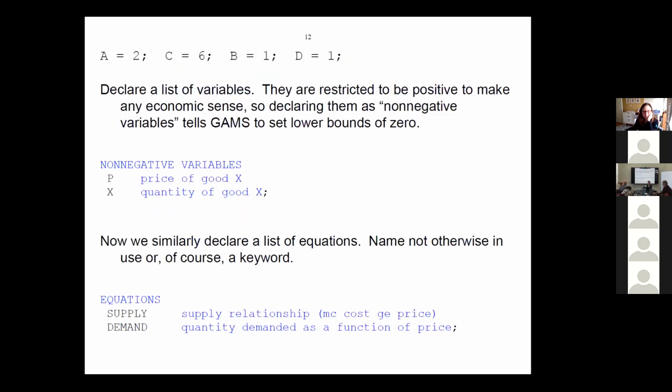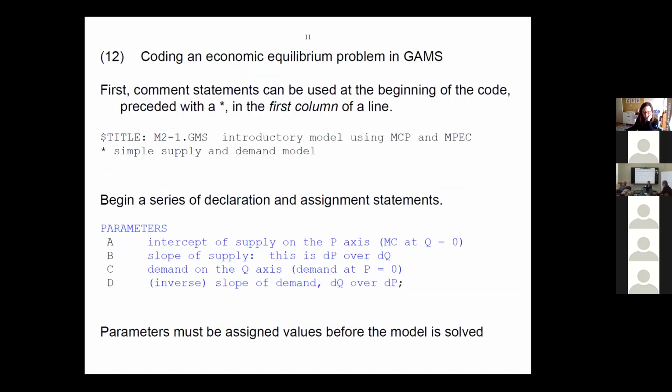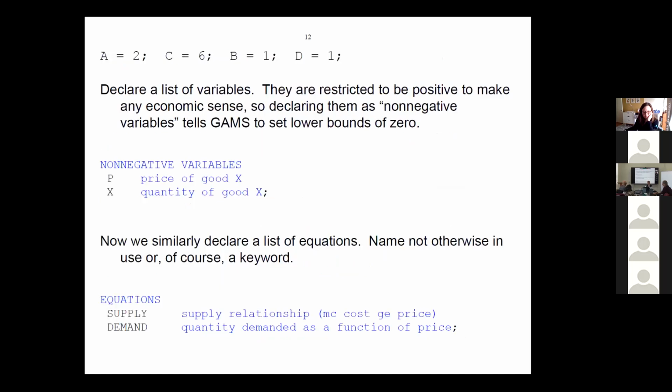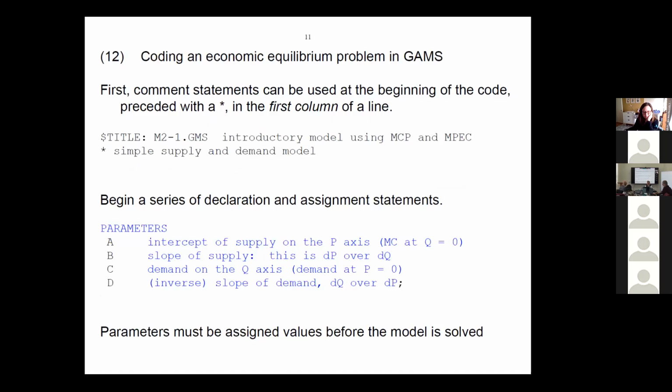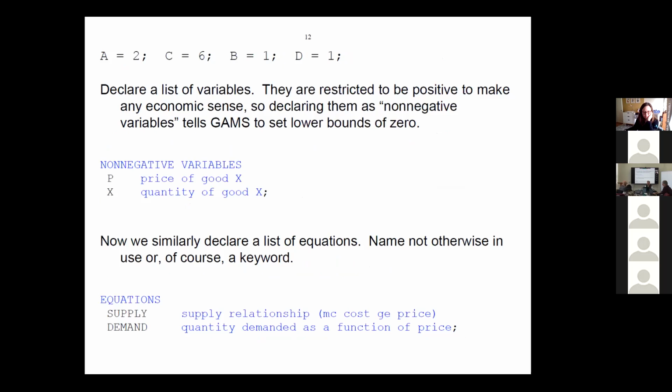Okay, so let me just go through this, and then maybe after break we'll actually run a couple of these models. This model has 4 parameters, A, B, C, and D, which are these supply and demand parameters. They have to be assigned values. So, Colin, this is the other way. Instead of the slash notation, you can just use the equal sign.